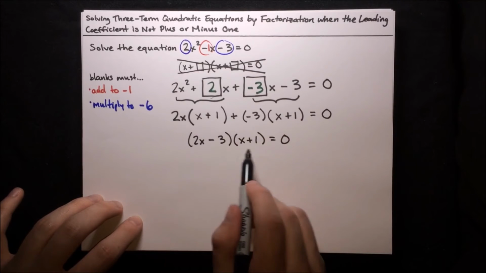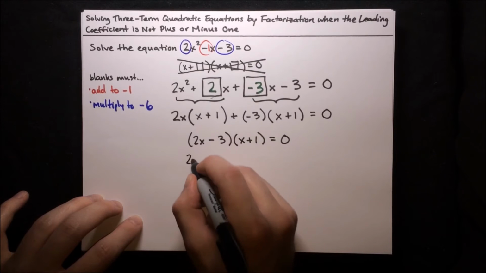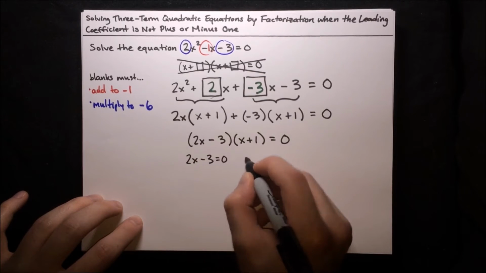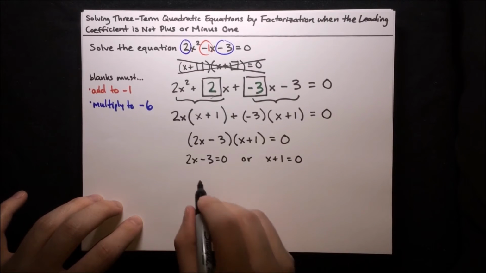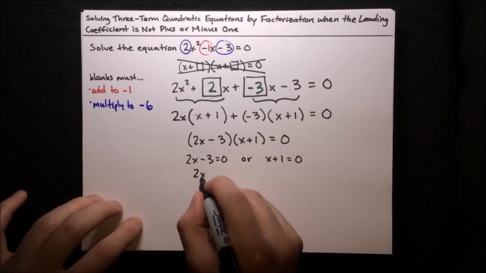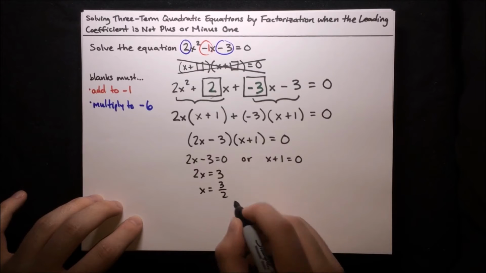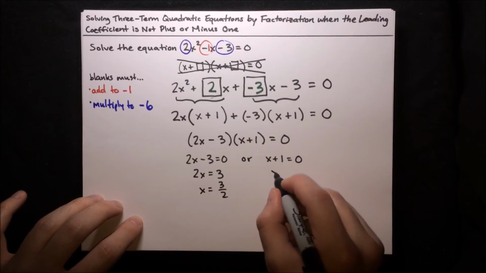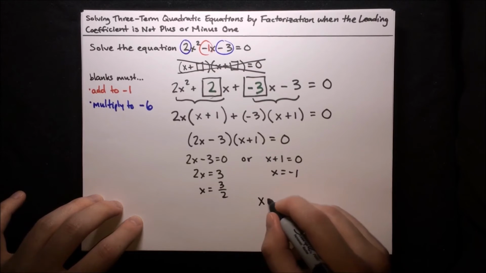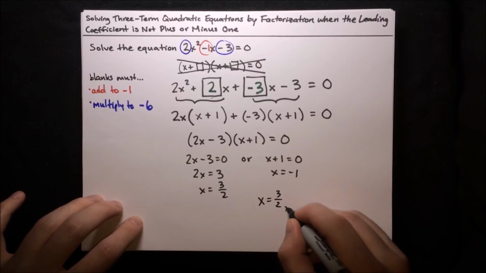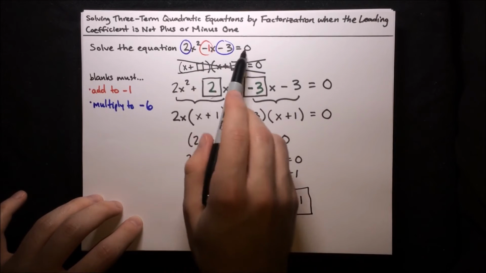Bam, there we've got it. It's factored and we are finally ready to apply that zero product property. So we can have 2x minus 3 equals 0 or x plus 1 equals 0. Let's figure out this first. 2x minus 3 equals 0. That means 2x equals 3, which means x equals 3/2, or x plus 1 equals 0, meaning x equals -1. So putting this together, we have the solution x equals 3/2 or -1. And there we go. Those are the two solutions to that quadratic equation.